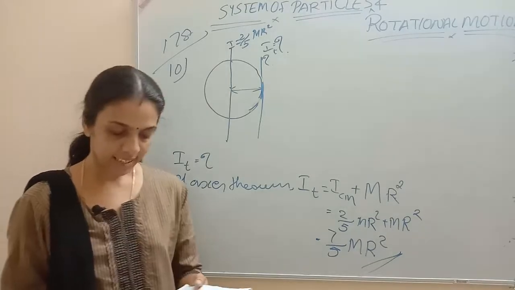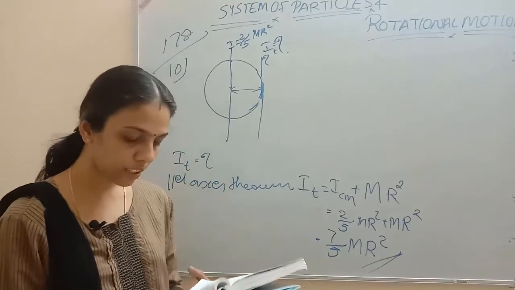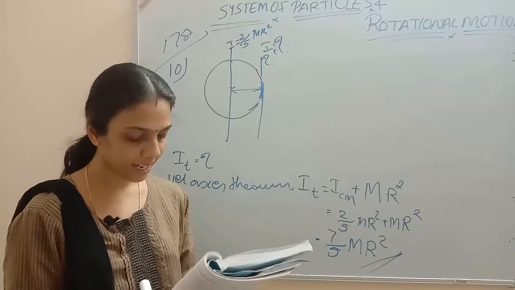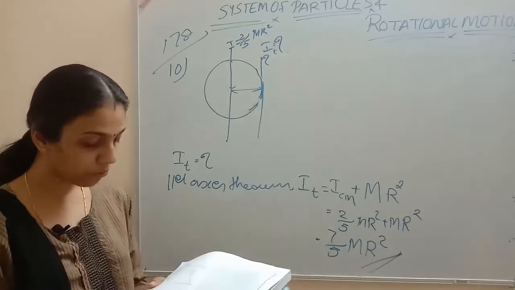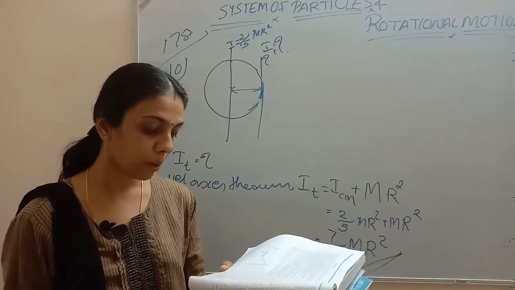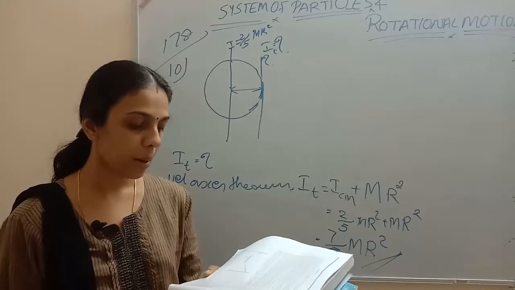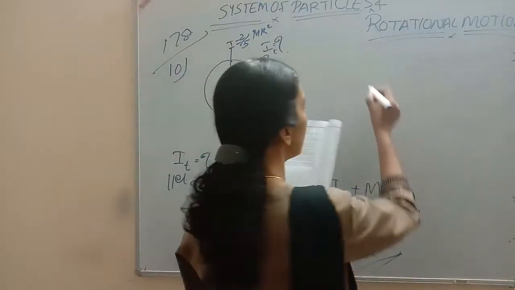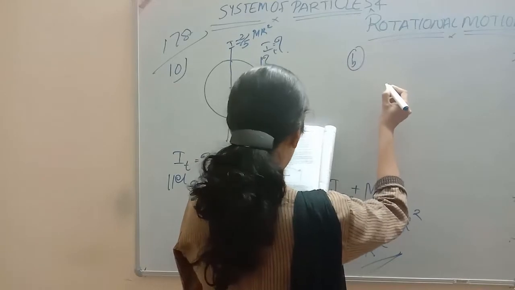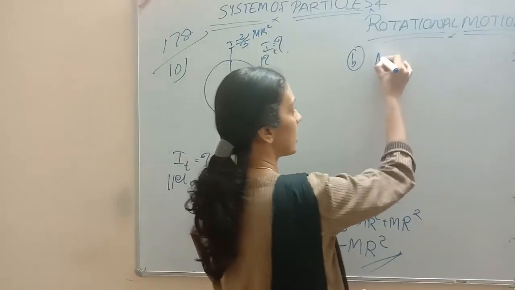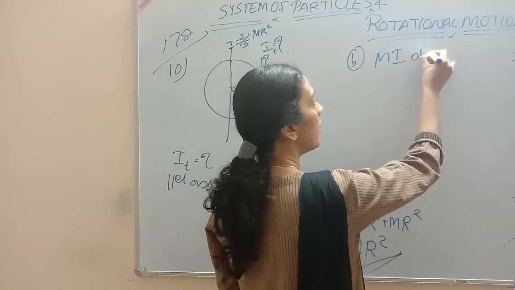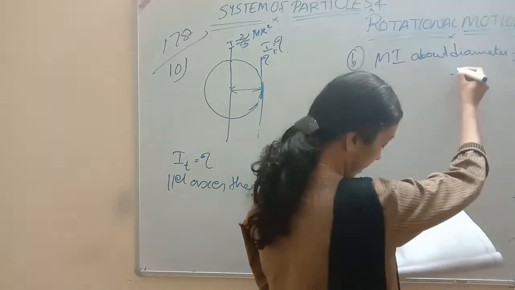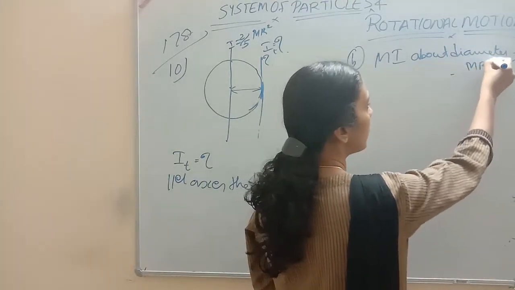Okay. Next, B part is given: the moment of inertia of a disk of mass m and radius r about any of its diameter is mr square by 4. Find the moment of inertia about an axis normal to the disk and passing through a point on its edge. See, first, in the B part, the moment of inertia of a disk about its diameter is given as mr square by 4.